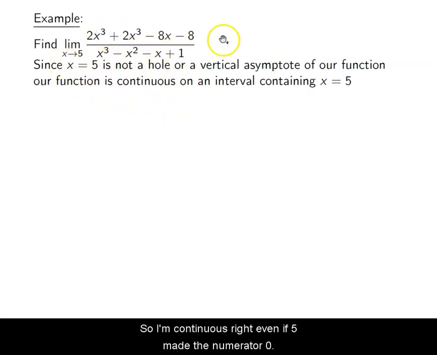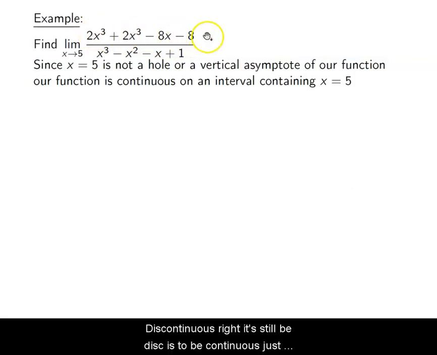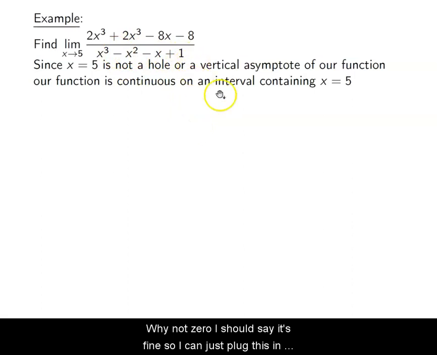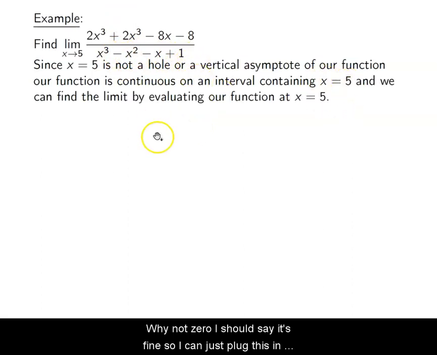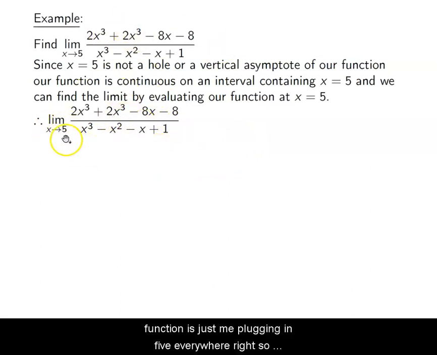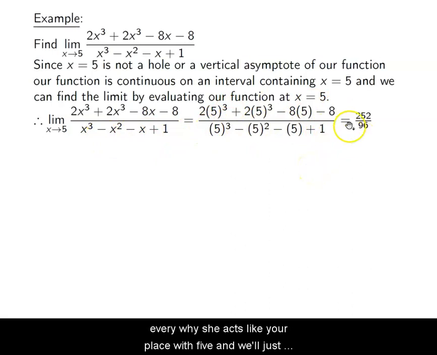So I'm continuous, right? Even if 5 made the numerator 0, that wouldn't make it discontinuous, right? It'd still be continuous. It'd just have an output of 0. Anything as long as the denominator is not 0 is fine. So I can just plug this in and we'll be okay, right? So the limit as x goes to 5 of this rational function is just me plugging in 5 everywhere, right? So everywhere I see x, I replace it with 5. And we'll just simplify that down.